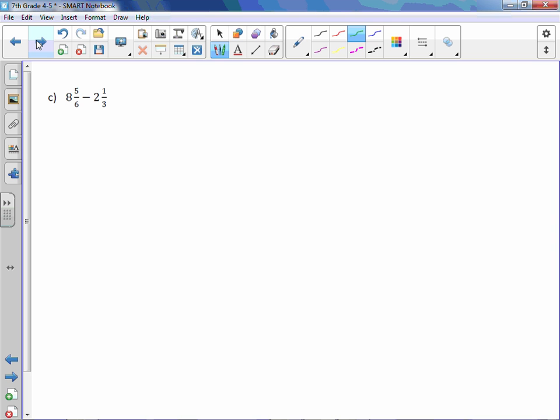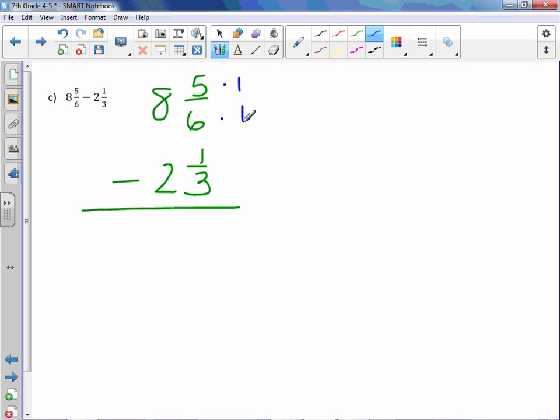Now we have different denominators. We have 8 and 5/6 minus 2 and 1/3. The least common denominator between 6 and 3 is 6. So this fraction, I really only multiply by 1, so it stays the same. And this fraction, I will multiply by 2, so it becomes a 6. So we then have 8 and 5/6 minus 2 and 2/6.